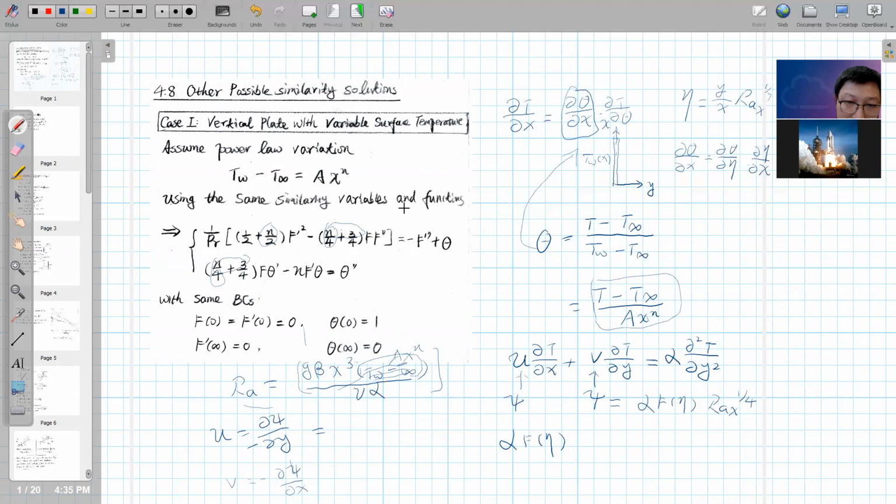What does this mean? It means that if n equals 0, then T wall minus T infinity becomes a constant. That basically means this solution will reduce to the previous similarity solution we had, because when T wall minus T infinity equals a constant, that means constant wall temperature. That is the equation we derived in the last lecture. So you can think of this equation as an extension of the similarity equation we saw before for the constant wall temperature. That one is only a special case when n equals 0.